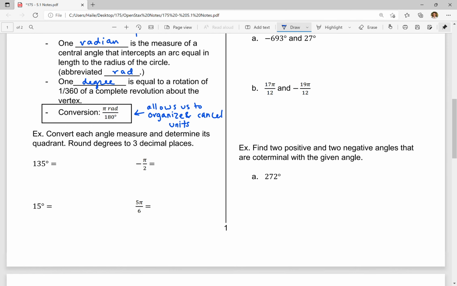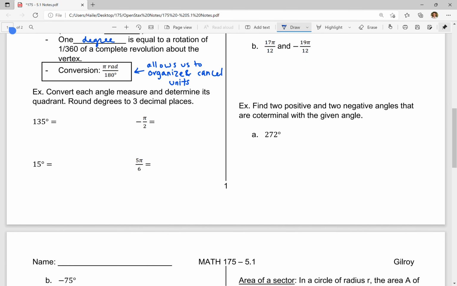So for our first example, we want to convert each angle measure and determine its quadrant. And we want to round degrees to 3 decimal places. So some of these will be in degrees, some of them will be in radians, and you have to convert to the unit that it is not. So our first one, we have 135 degrees. So the way that I do conversions is I think about it like if any of you have taken chemistry before, you might have talked about something called dimensional analysis. Maybe not. But the point is we want to keep our units together so that they're going to cancel.